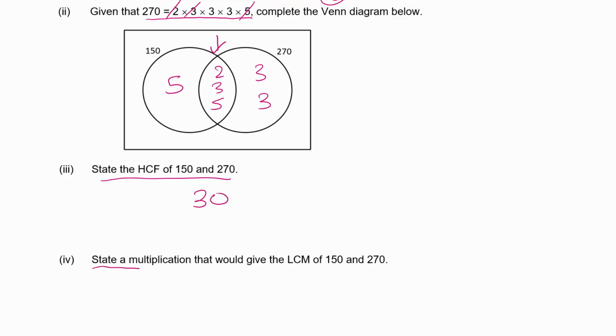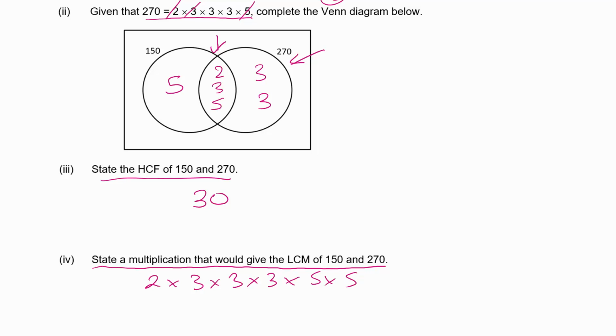And then here we want to state a multiplication that would give the lowest common multiple. No, you don't have to work that multiplication out. So you multiply all of the numbers that appear here. So 2 times 3 times 3 times 3 times 5 times 5. You could have that in a slightly different order.